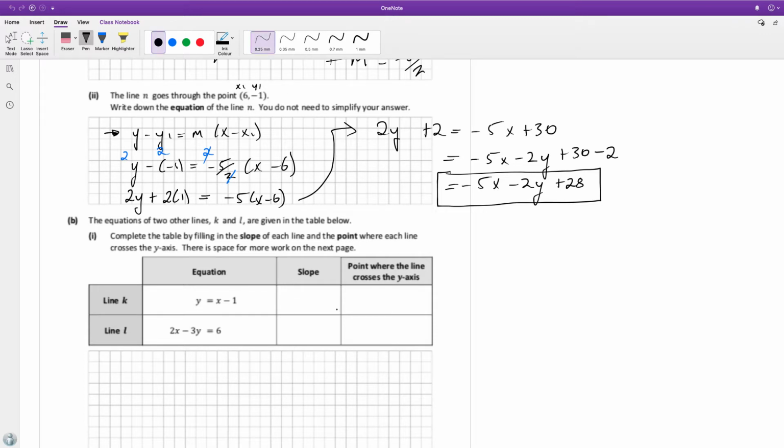What is the slope of the first one? 1. The slope of the first one is 1. Where does it cut the y-axis? -1. Exactly. So, slope of the first one is 1. Where it cuts the y-axis, -1. What is the problem with this one down here, Grace?